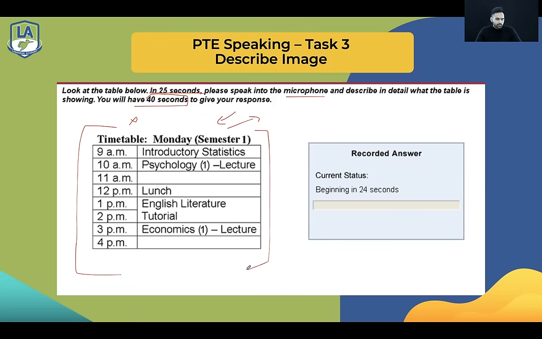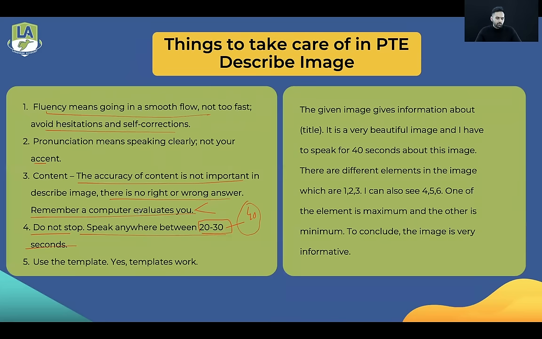Even if you're explaining this image accurately, you cannot explain everything in 40 seconds. So Pearson is not expecting you to cover each and everything. Pearson is expecting you to speak a few keywords in a clear and fluent manner. Use this template. The given image gives information about title. It is a very beautiful image and I have to speak for 40 seconds for this image. The different elements in the image, which are 1, 2, 3, I can also see 4, 5, 6.